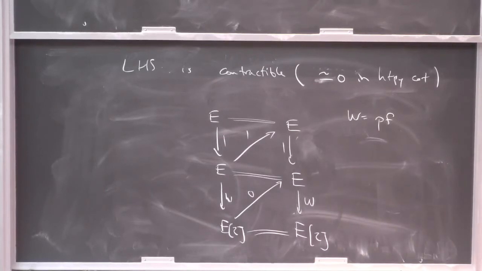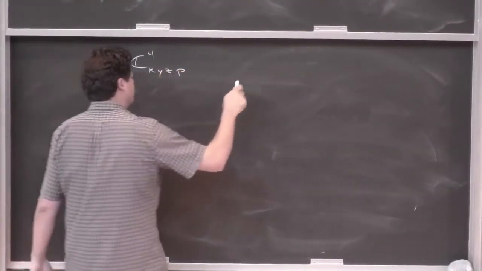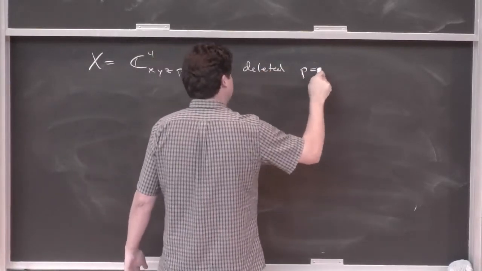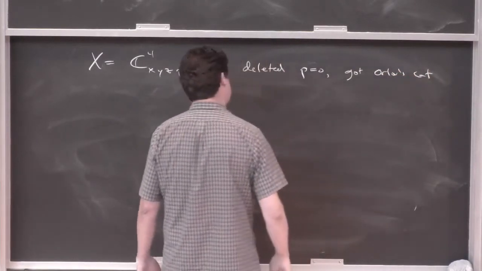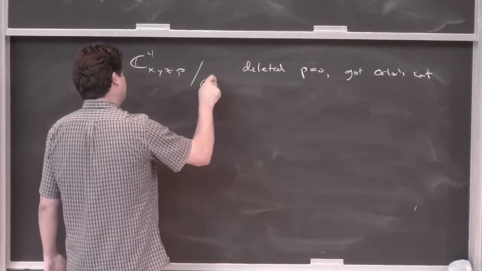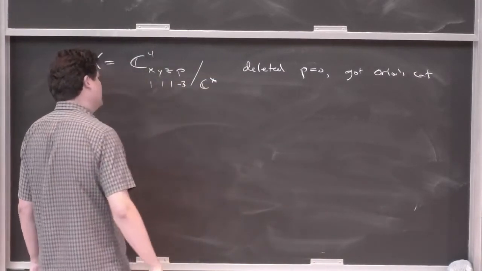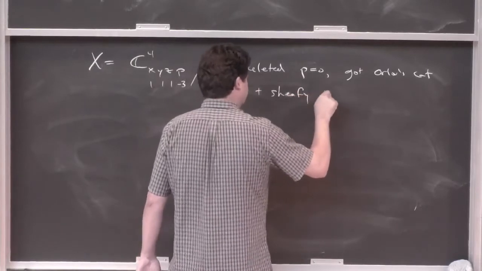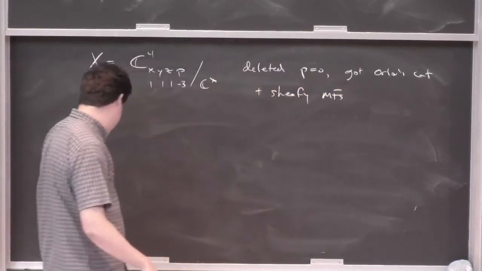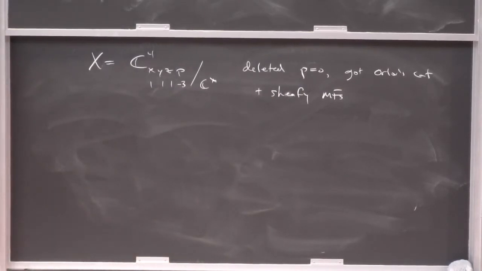So remember, our favorite example was X equal to C4, with coordinates x, y, z, and p. And we deleted p equals 0. We got Orlov's category, mod C star with weights 1, 1, 1, minus 3. And we also got sheafy matrix factorizations, not just locally free ones. And we said, what should quasi-isomorphisms be? It's this sort of very dry thing, but you can do it. And that's also Orlov's idea.